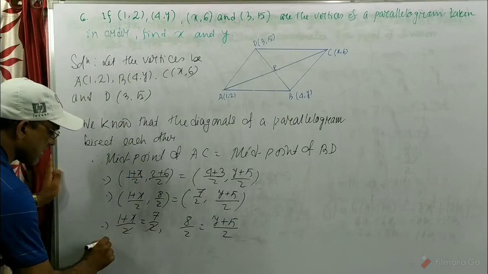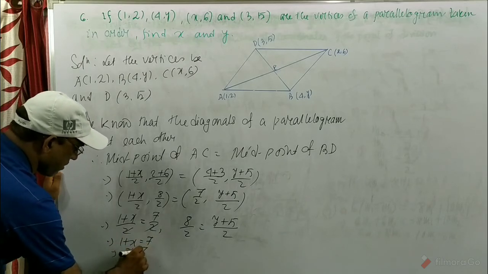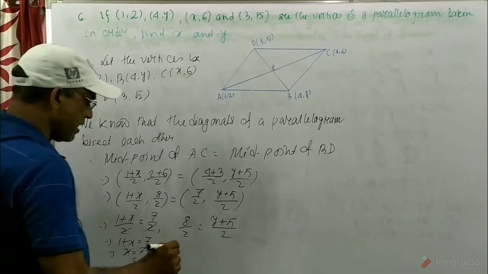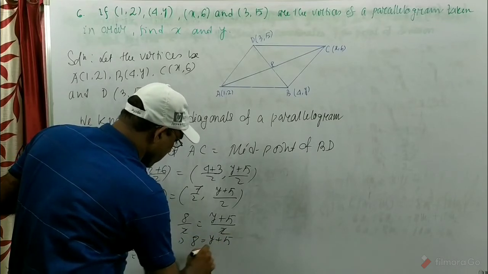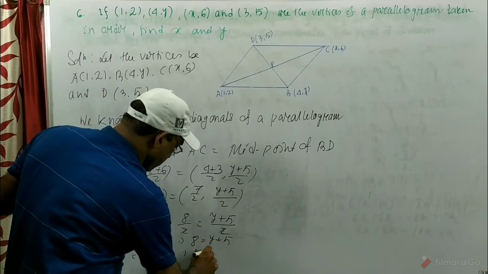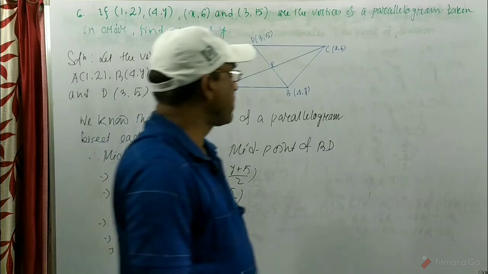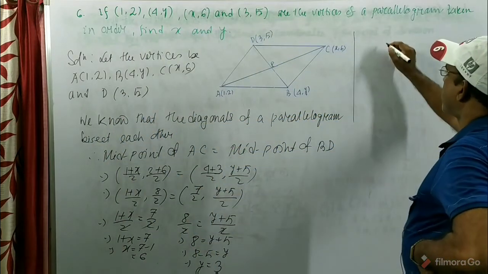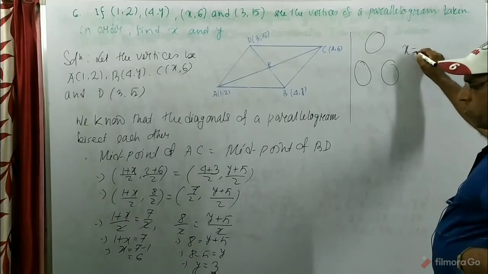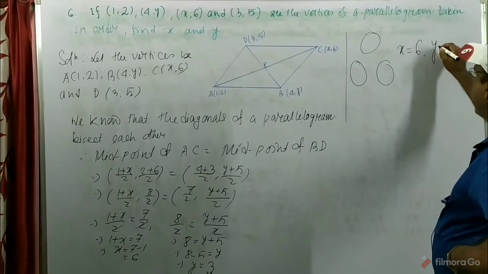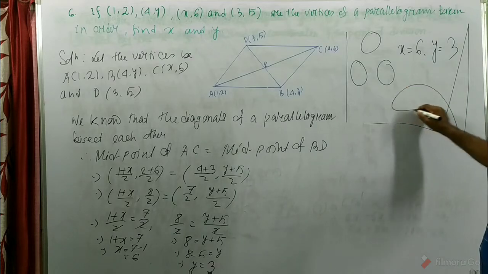And this 2 cancels, 1 plus x equal to 7 and x equal to 7 minus 1, this is 6. And this 2 cancels, we get 8 equal to y plus 5 and 8 minus 5 equal to y, and y equal to 3. Therefore we get x equal to 6 and y equal to 3. This is our answer.